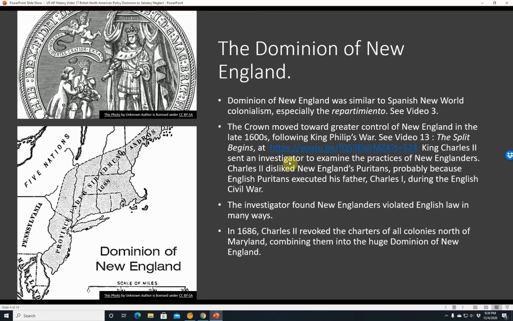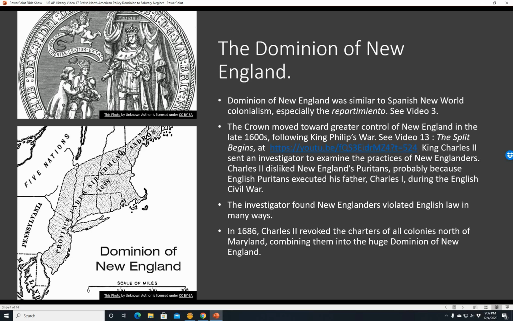King Charles II sent an investigator to examine the practices of New Englanders. Charles II disliked New England's Puritans, probably because the English Puritans executed his father, Charles I, during the English Civil War. That would annoy me if you killed my dad, so I could see why he wouldn't be too keen on the group of people that were responsible for his father's death.